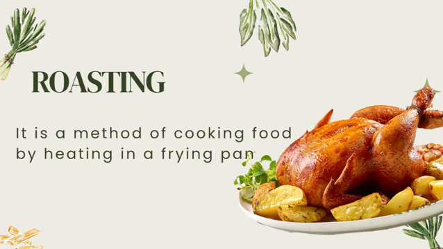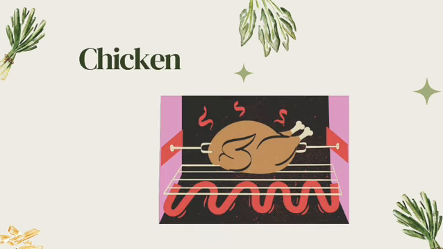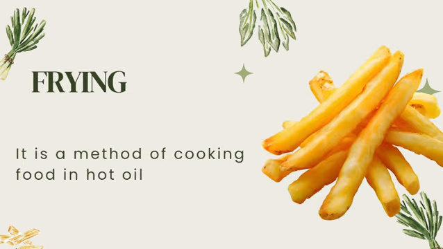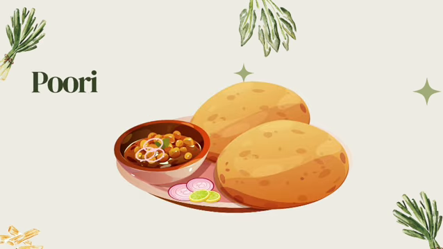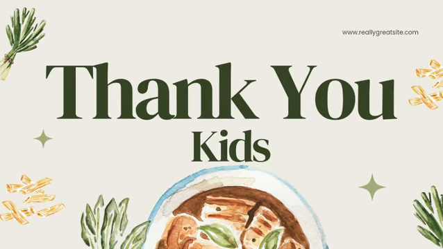Roasting. It is a method of cooking food by heating in a frying pan. Examples are groundnut, chicken. Frying. It is a method of cooking food in hot oil. Examples: chips, puri.